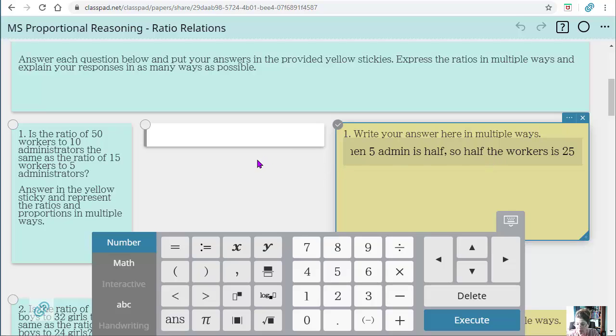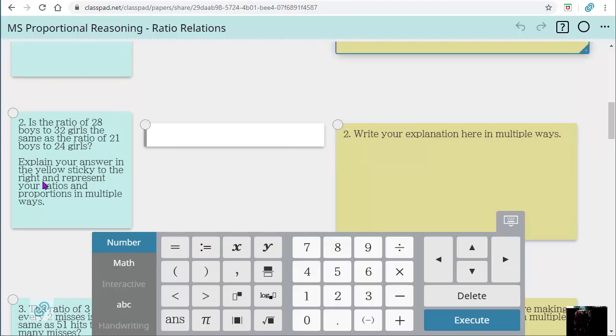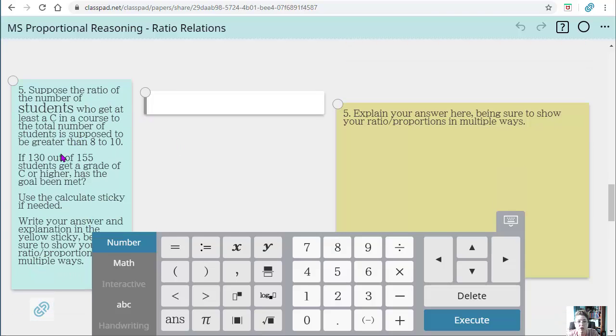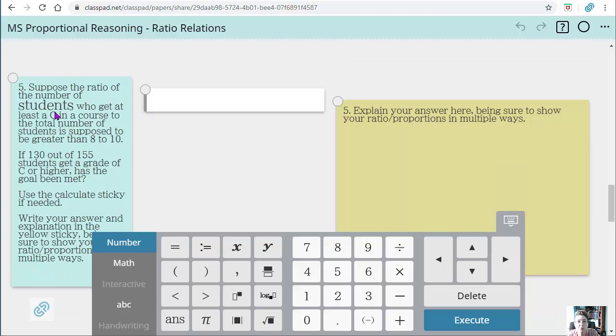So that's the idea behind this whole activity. You'll notice that each one is very similar. It gives them a ratio, asks them a question. As we get down into some of the later questions, it says, suppose the ratio of the number of students who get at least a C is 8 to 10. If there's 130 students out of 155, is that meeting this ratio?